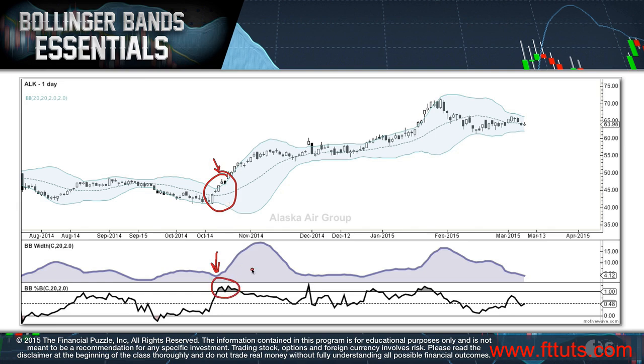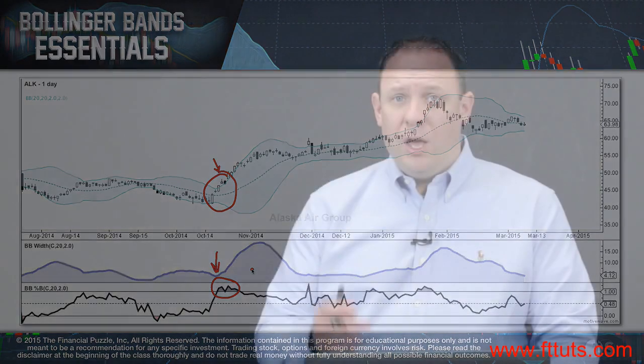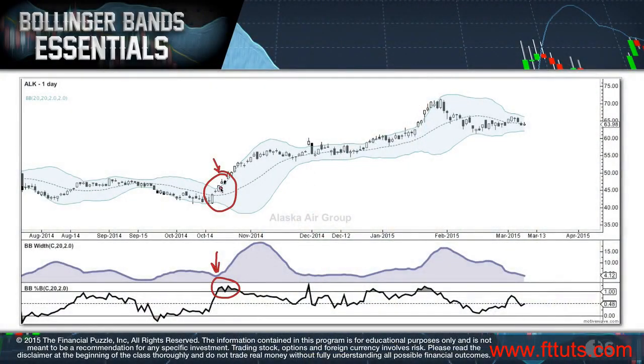This is very typical. Whenever you're looking at a squeeze breakout, usually the first signal you're going to get is a bit of an overbought or an oversold signal on the percent B, because very often when that squeeze is breaking, you're going to be outside of the band, at least for a couple of trading sessions there. And so that's exactly what happened here.